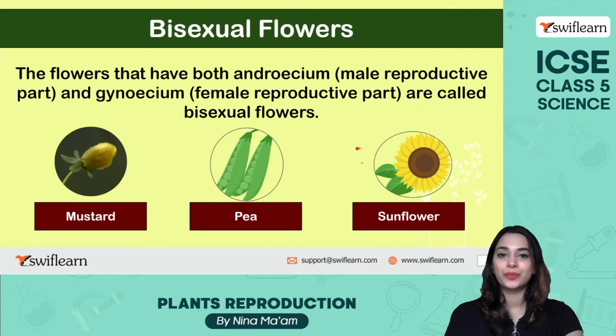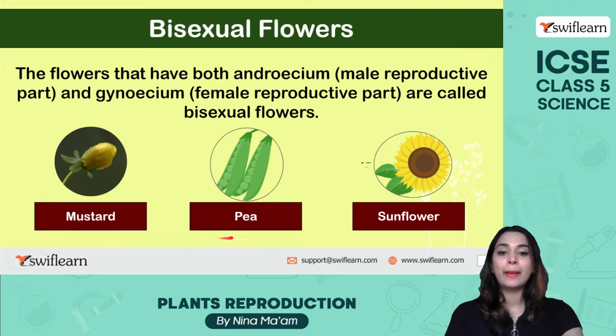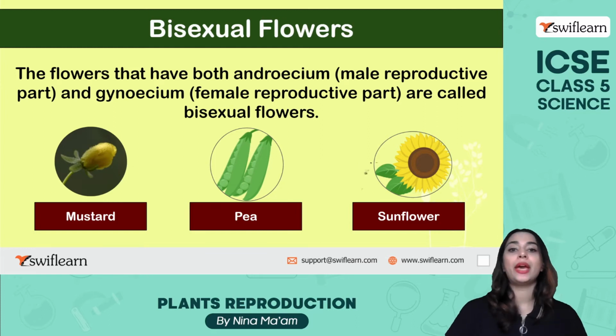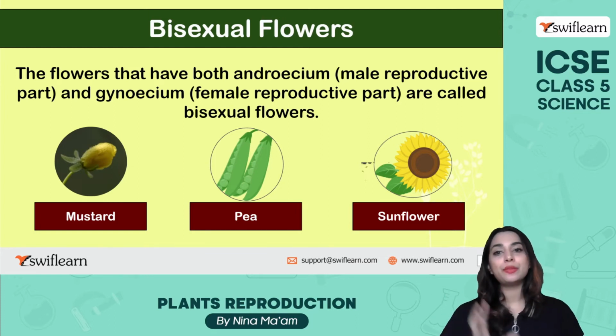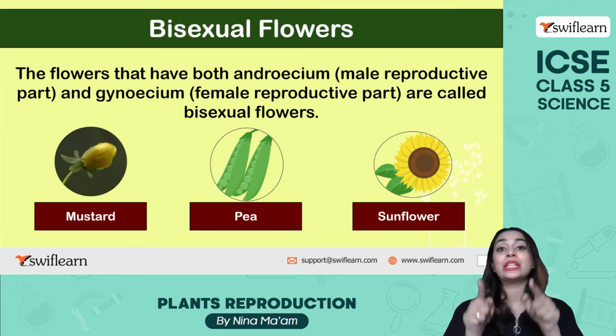And here we go. The flowers that have both the androecium, that is the male reproductive part, and the gynoecium, which is the female reproductive part, are called bisexual flowers. And mustard, pea, and sunflower, all these three flowers contain the androecium and the gynoecium. Androecium means male reproductive part and gynoecium means female reproductive part, which are present altogether.